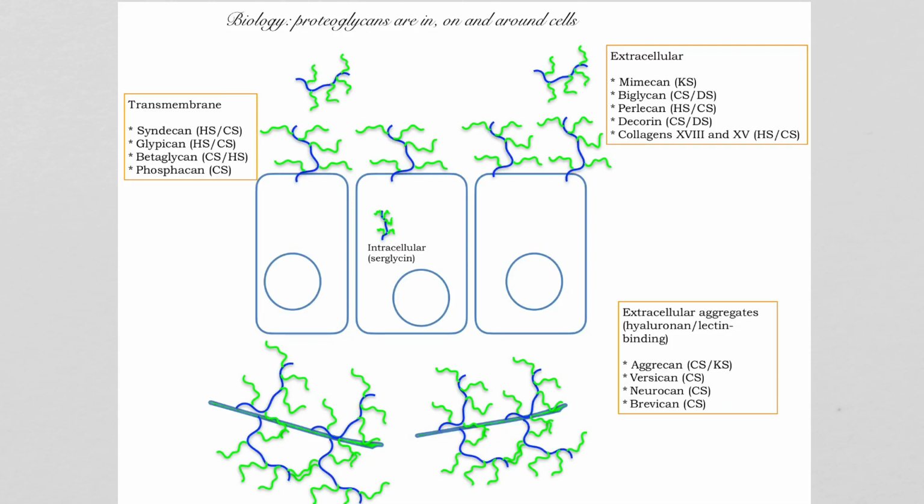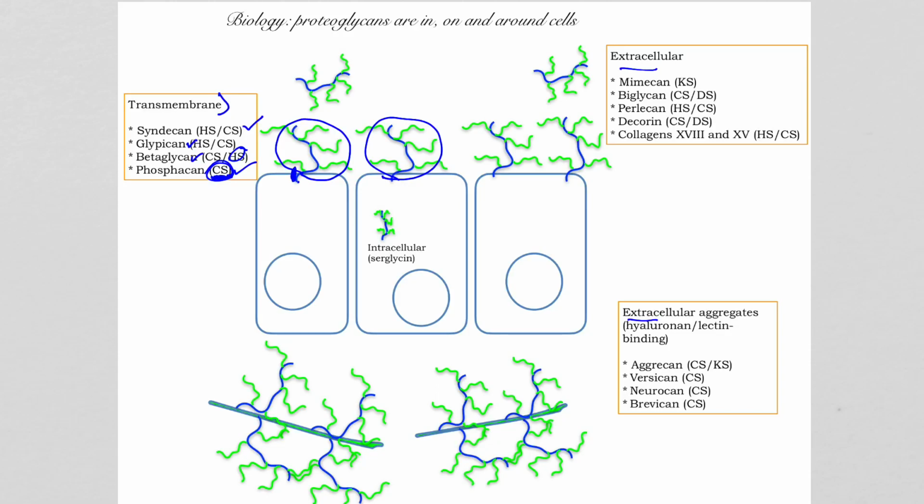These proteoglycans are not only extracellular, but they could also be attached to the plasma membrane. They are transmembrane. A lot of these can be attached to the plasma membrane. Examples: syndecan, glypican, betaglycan, phosphacan, and again you can see the glycosaminoglycans such as chondroitin sulfate or heparan sulfate that are attached to these proteoglycans.